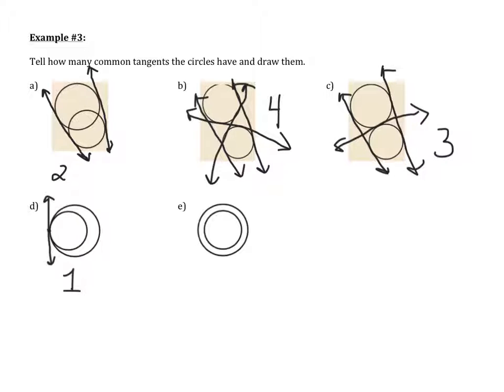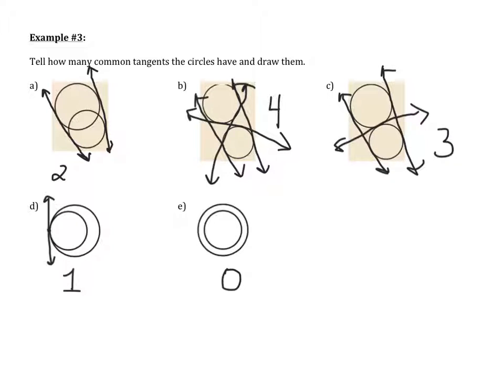And finally, for part E, we don't have any common tangents, because if I were to try to draw any kind of line that's intersecting the outer circle in one spot, it would not intersect the inner circle. And if I was trying to draw a tangent line on the inner circle, it would hit the inner circle once but hit the outer circle twice. So there are 0 common tangents for part E.